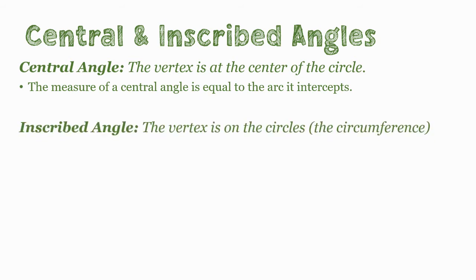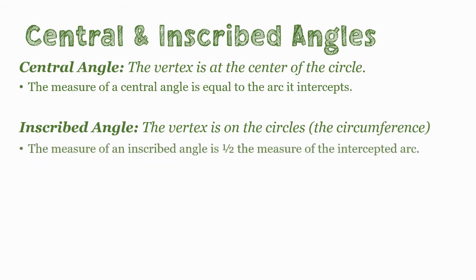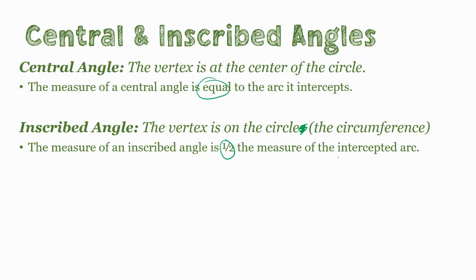An inscribed angle, we can identify that by saying that the vertex is on the circle. Oh wait, sorry, on the circle, the circumference of it. The measure of an inscribed angle is 1/2 the measure of its intercepted arc.